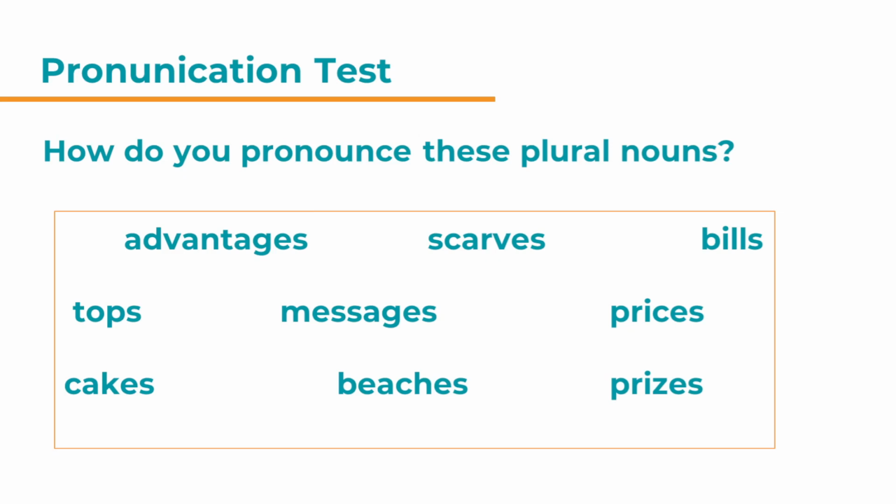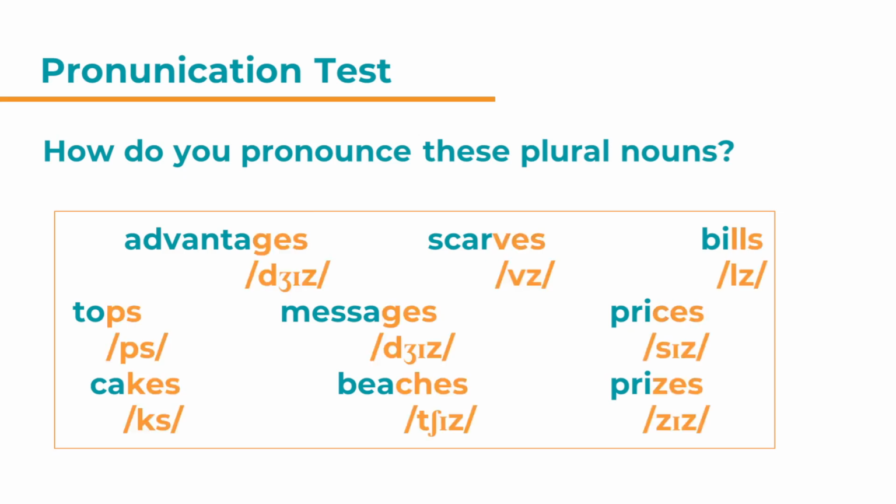All right, listen carefully. Advantages, scarves, bills, tops, messages, prices, cakes, beaches, prizes. And here are the answers, you can see them.